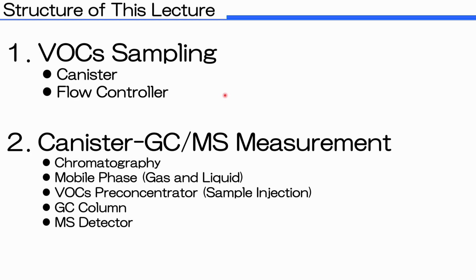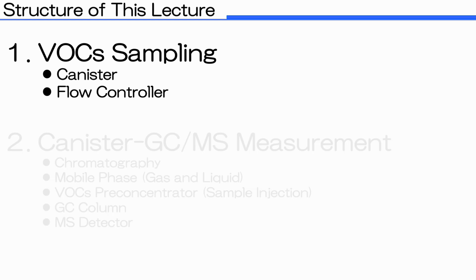This is the presentation outline. First topic is about VOC sampling. In this topic, I will explain about canister and flow controller. And second, this is about canister GCMS measurement. This includes chromatography, mobile phase, VOC preconcentrator, GC column, and MS detector. Okay. Then I will start from the first topic.